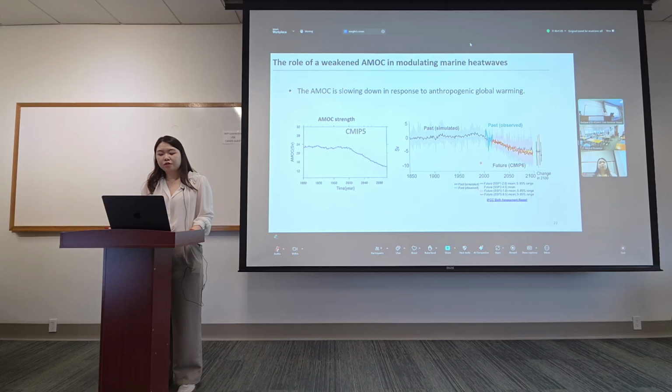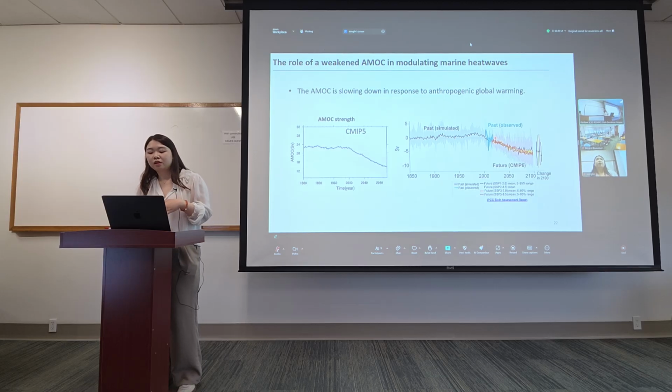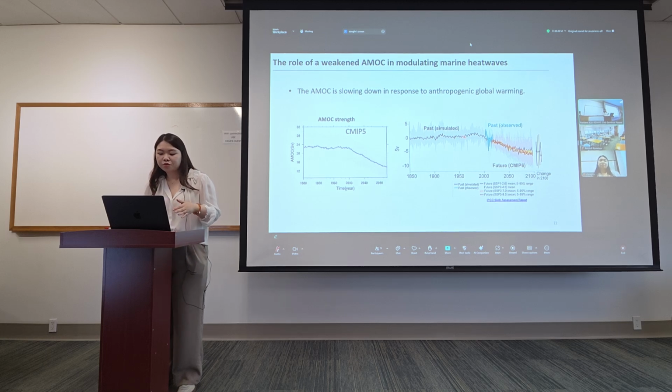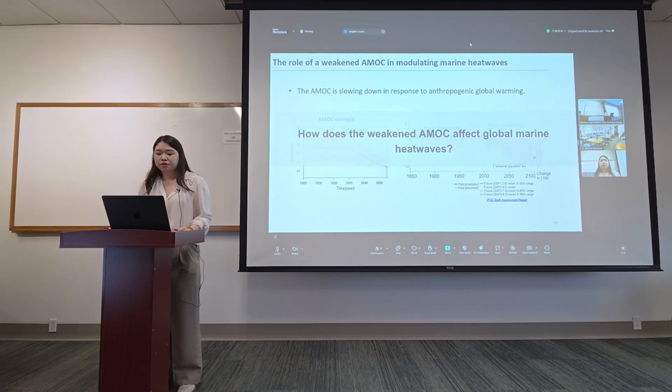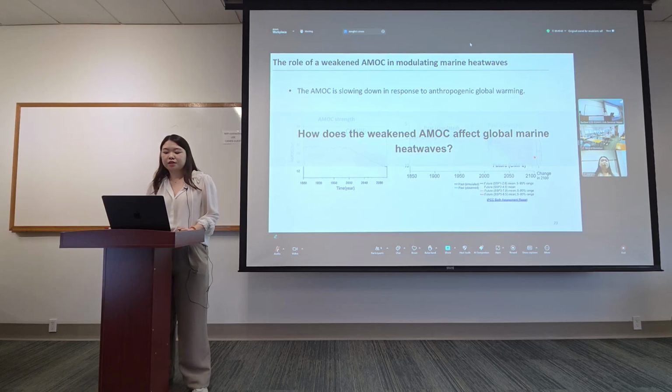As shown here, both models and observations suggest that the AMOC is slowing down in response to anthropogenic warming. And the climate projection indicates that this weakening is likely to continue throughout the whole 21st century. And here is our question. How will this weakening of the AMOC influence the occurrence or the characteristics of global marine heat waves?